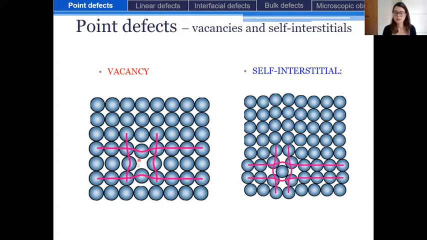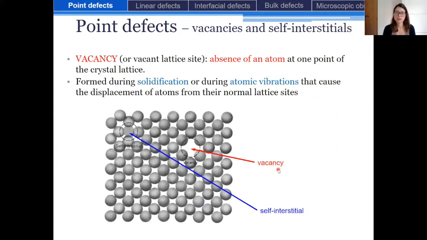So there is an open position here, or a position in which an atom is missing. And self-interstitial, we have another atom, an added atom, within the lattice. So first of all, let's focus on the vacancy, or vacant lattice site, which is an absence of an atom at one point of the crystal lattice.